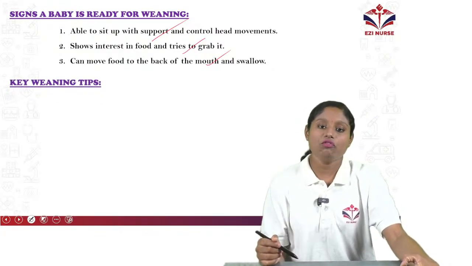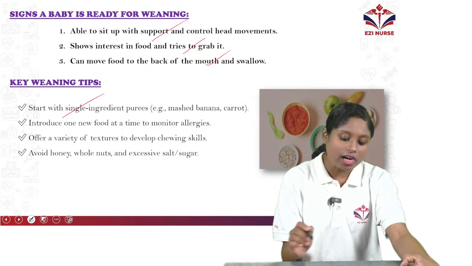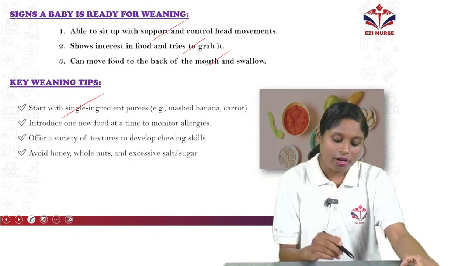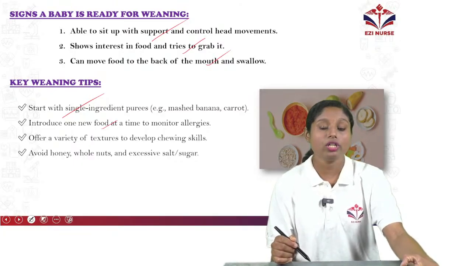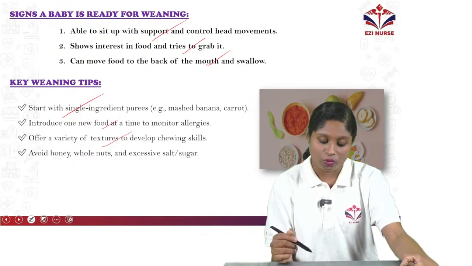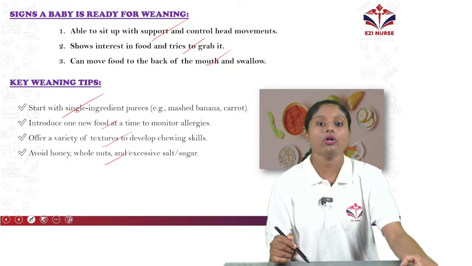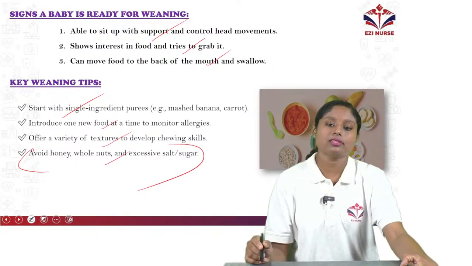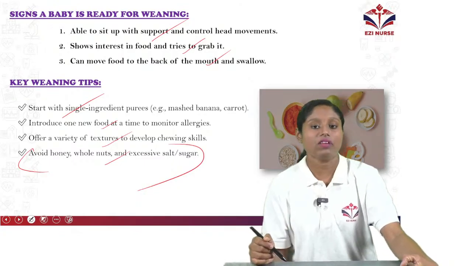So what are the key weaning tips? Start with single ingredient purees like mashed banana, carrot. Introduce one food at a time to monitor for allergies. Offer a variety of textures to develop chewing skills. Avoid honey, whole nuts and excessive salt or sugar. That is important: avoid honey, whole nuts and excessive salt or sugar. So these are the key weaning tips.